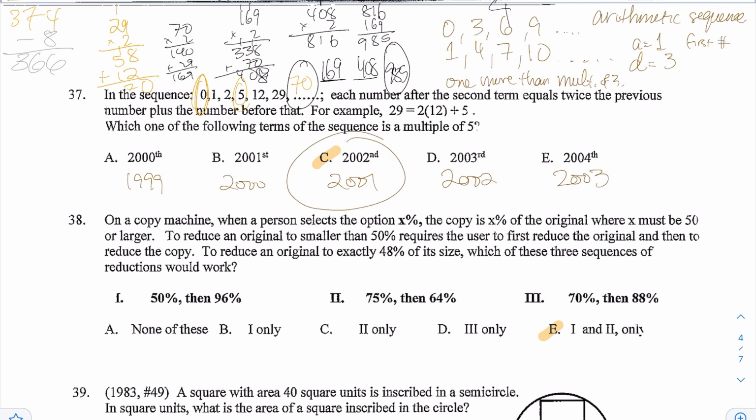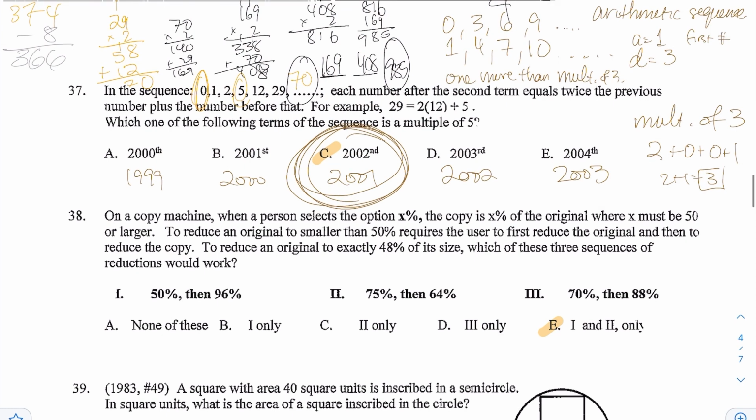And only choice C is a multiple of 3. A multiple of 3, you can add the digits. So if you do 2 plus 0 plus 0 plus 1, 2 plus 1 is equal to 3, and 3 is a multiple of 3. So the 2,000 second term is also going to be a multiple of 5. All right, so here just find the pattern, and you see that every 3 numbers you get a multiple of 5.